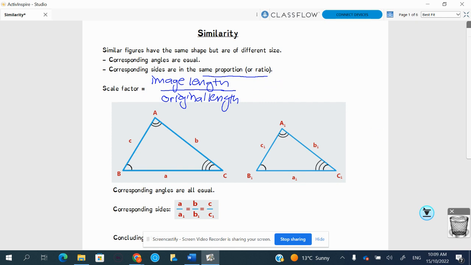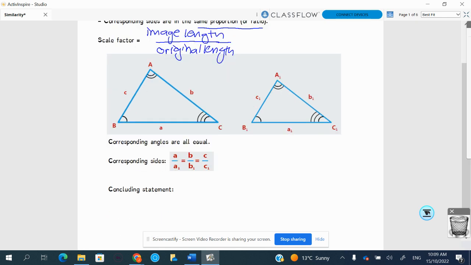Let's have a look at this image down here. So the corresponding angles are all equal, as I mentioned before. The corresponding sides we write like this. So A over A1 is equal to B over B1, which is equal to C over C1. This shows that they have the same scale factor, and so they're in the same proportion or ratio.